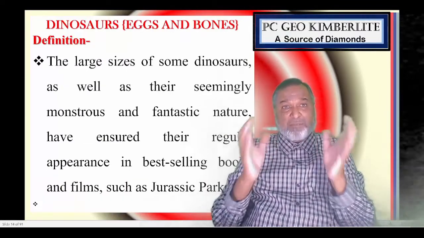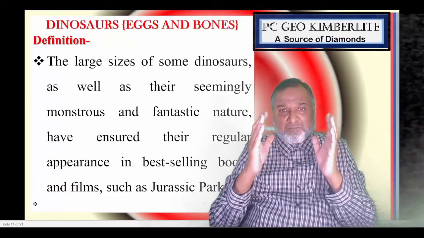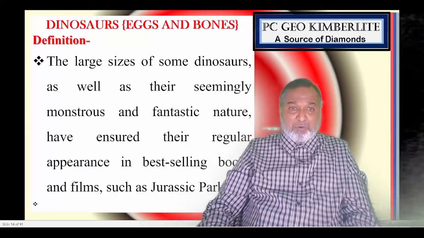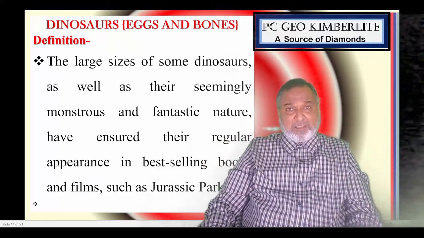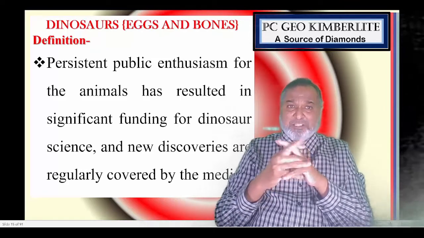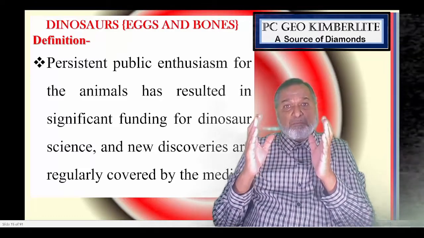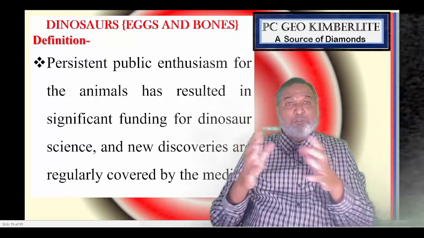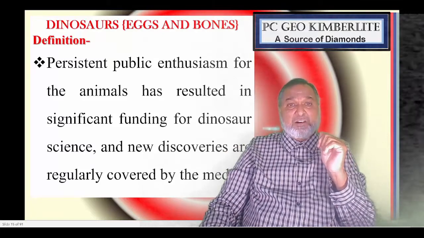The large size of some dinosaurs as well as their seemingly monstrous and fantastic nature have ensured their regular appearance in best-selling books and films, such as Jurassic Park. Everyone has seen Jurassic Park, the animated picture, how the dinosaurs, whether vegetarian or non-vegetarian, have been shown very correctly in that particular movie. The persistent public enthusiasm for the animals has resulted in significant funding for dinosaur science, and now new discoveries are regularly covered by the media.